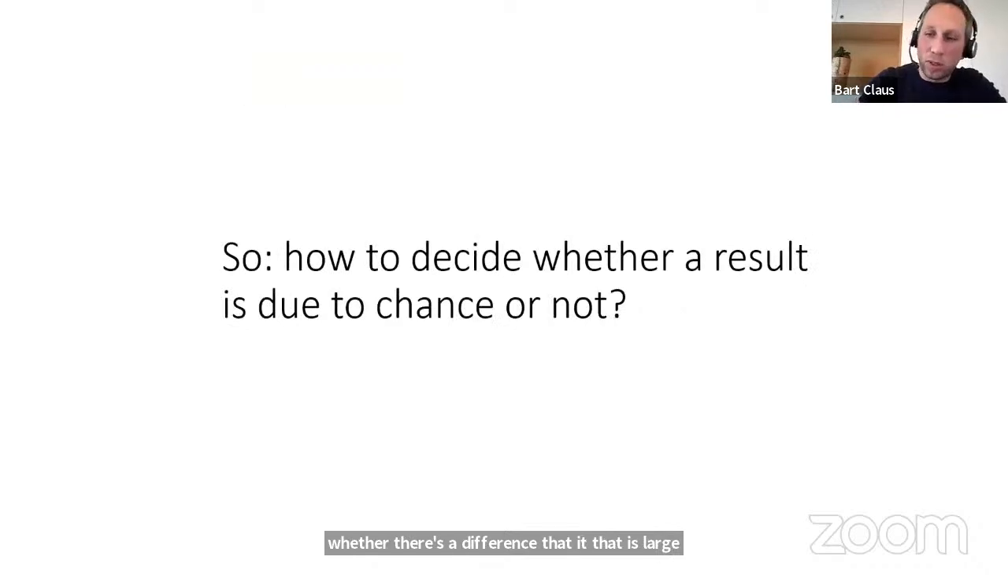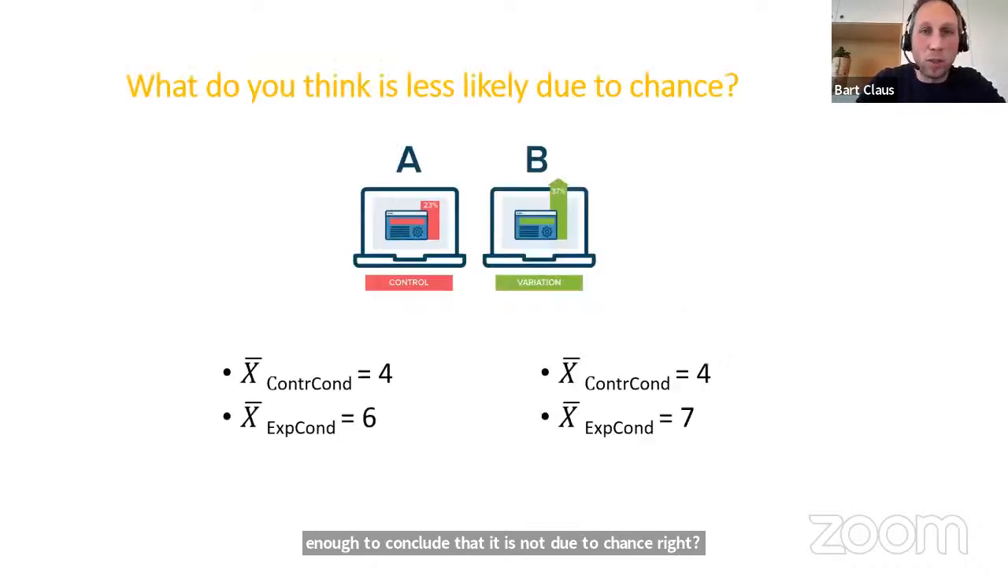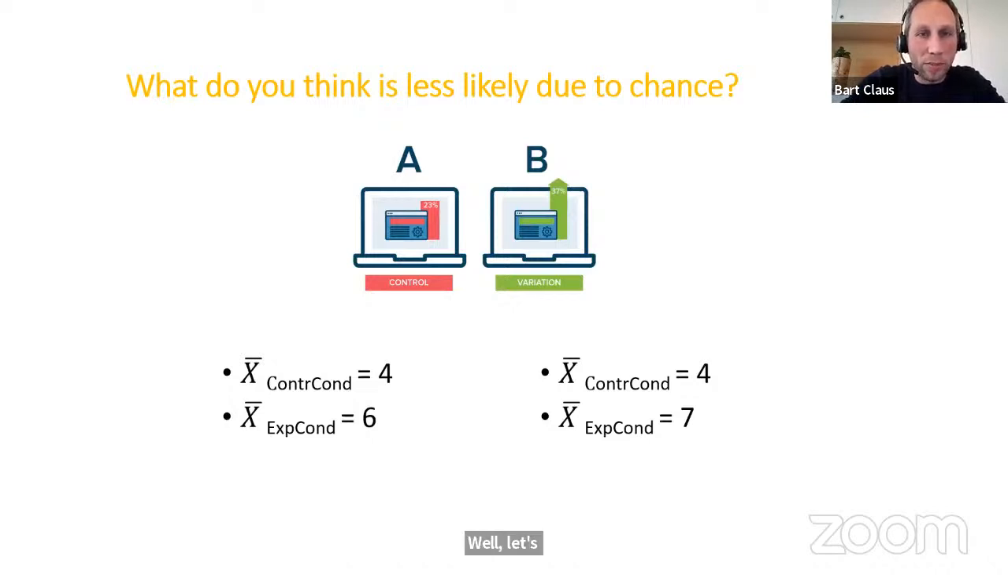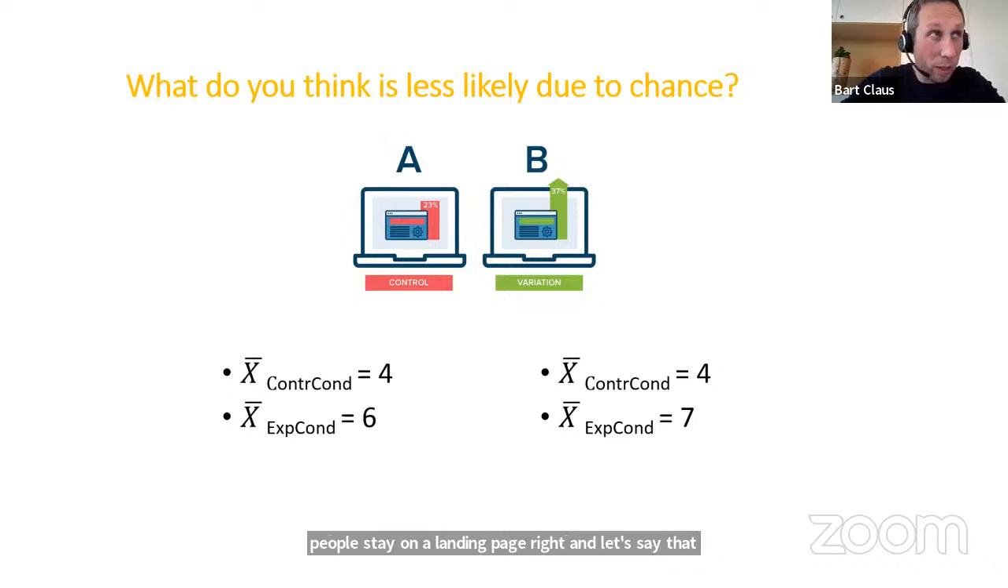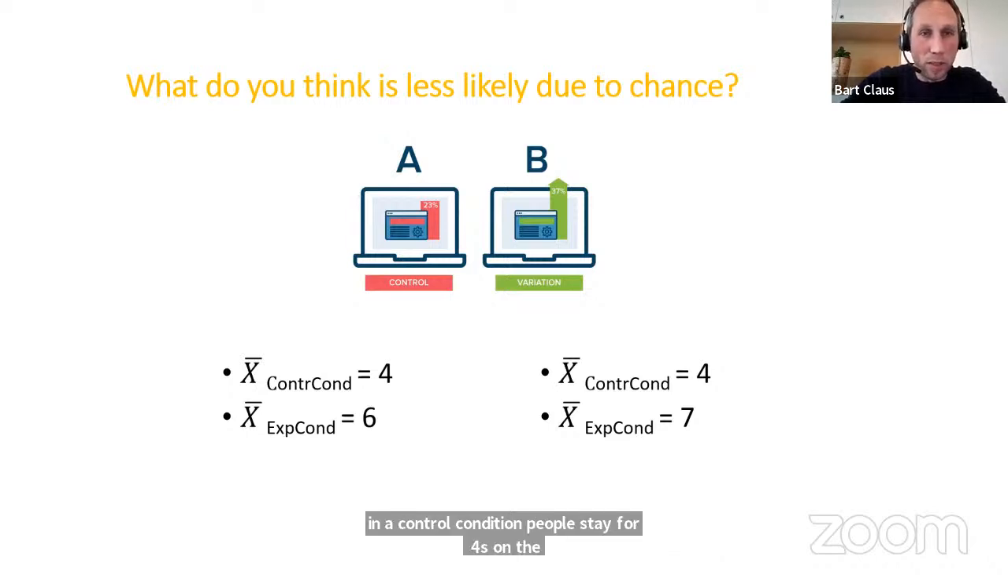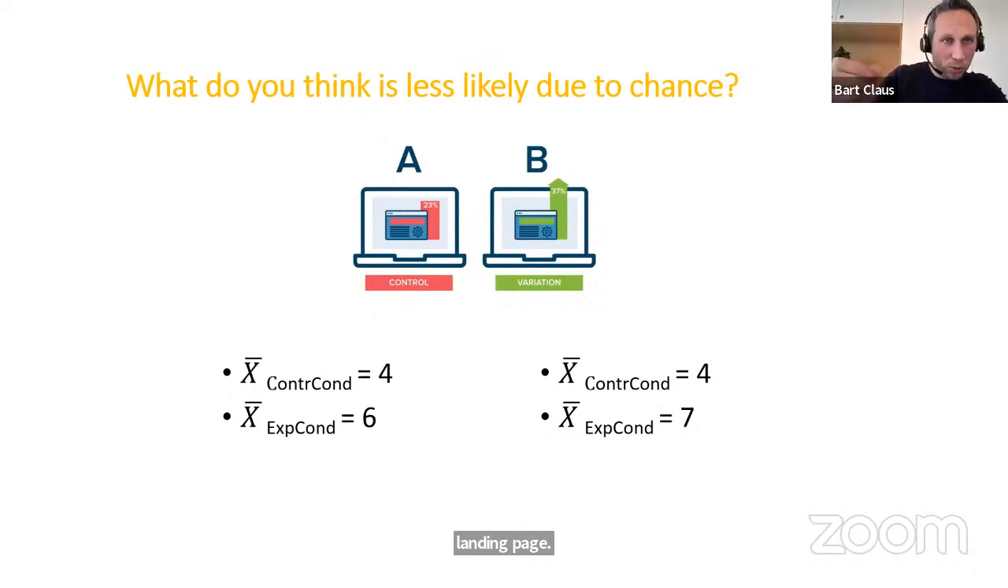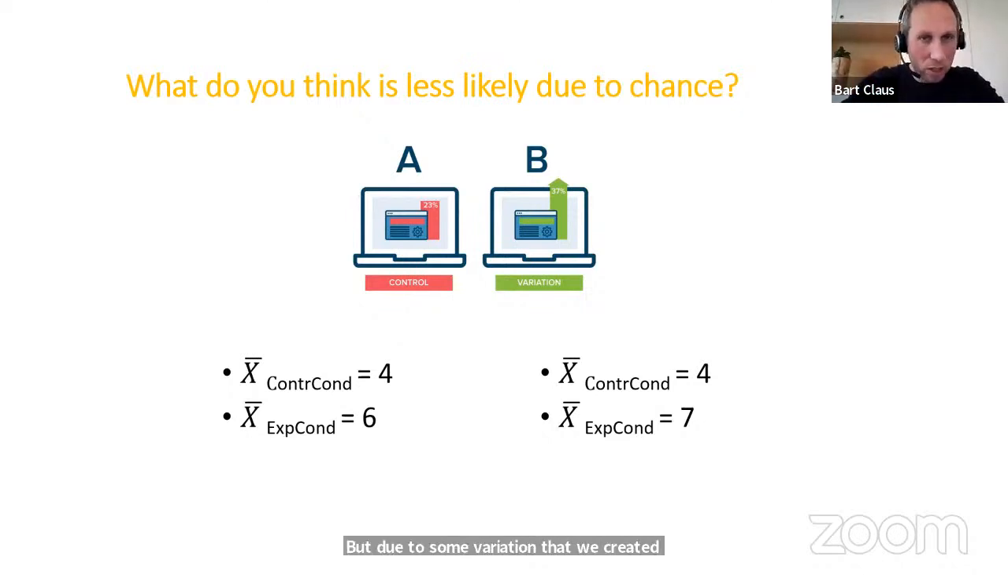So how to decide whether something is due to chance or not? Well, let's see, right? Let's say that we have an A/B test for a website, and this time we're going to measure how many seconds people stay on a landing page, right? And let's say that in a control condition, people stay for 4 seconds on the landing page, but due to some variation that we create in an experimental condition, people stay longer, right? So let's ask ourselves, what is long enough?